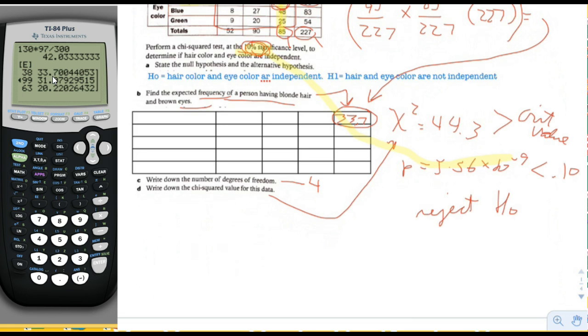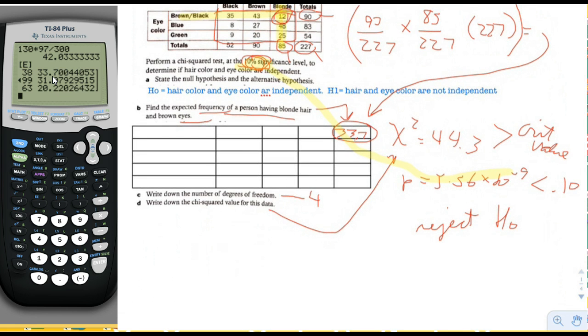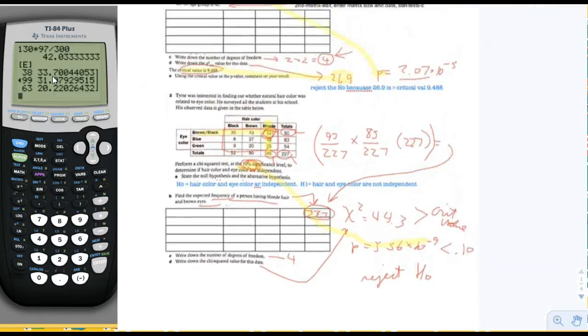So in the end, hair color and eye color are not independent. Okay, that makes sense, right? We know that hair color and eye color are not independent.